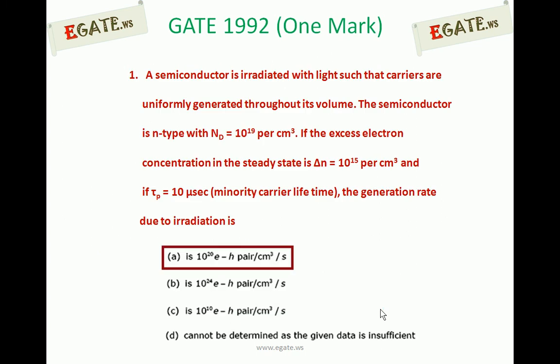So the correct answer for the given question is A, 10^20 electron hole pairs per cm³ per second.